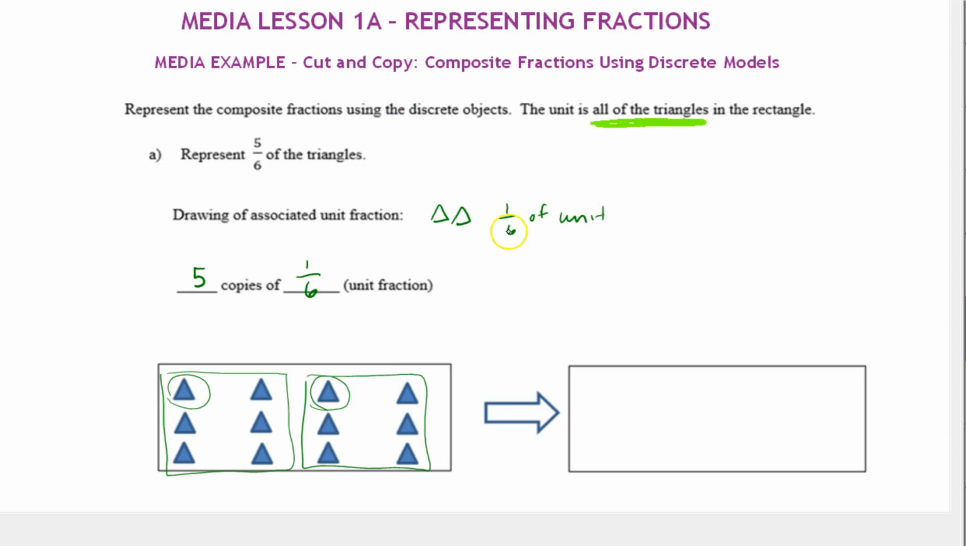So now once you've established this, it's easier to think of this in the copies of language. So you want 5 copies of 1/6. Well, that's 5 copies of 2 triangles. So there's 1/6, 2/6, 3/6, 4/6, and 5/6. So this represents 5/6 of these triangles. Let's look at the next one.